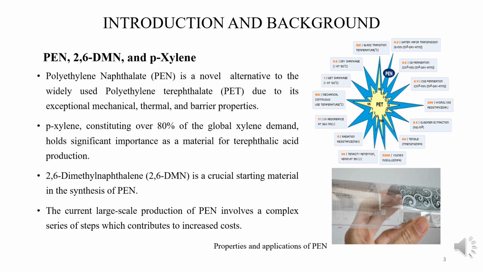Another key player in our research is p-xylene, which accounts for 80% of the global xylene demand. It holds significant importance as a fundamental building block for many polymers. 2,6-dimethyl naphthalene is also a crucial starting material in the synthesis of PEN. However, the current large-scale production of PEN involves a complex series of steps, which contribute to increased cost and environmental concerns. Our research aims to address this challenge and explore a more efficient and sustainable approach.